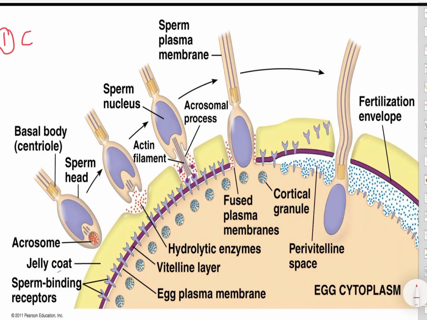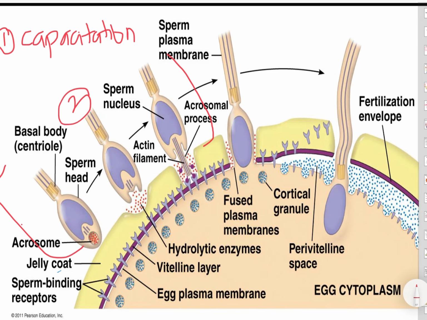The first stage is the capacitation, where the sperm will reach its final maturation and increase its speed. The second stage is here, di mana first the sperm will reach the egg. After the sperm reaches the egg, it will release the enzyme inside the acrosome here to digest the zona pellucida and corona radiata. After that, the sperm head will elongate. So that is the second stage, which is acrosome reaction.